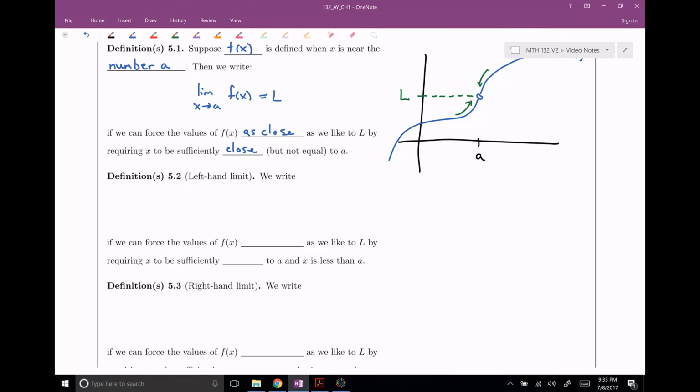Now, sometimes we can't talk about a limit, and I'll get into that here in just a second. Approaching from either the left or the right, it turns out it doesn't always exist. What's a little safer is talking about a left-hand limit, or down here, a right-hand limit. So let me show you the notation for this.